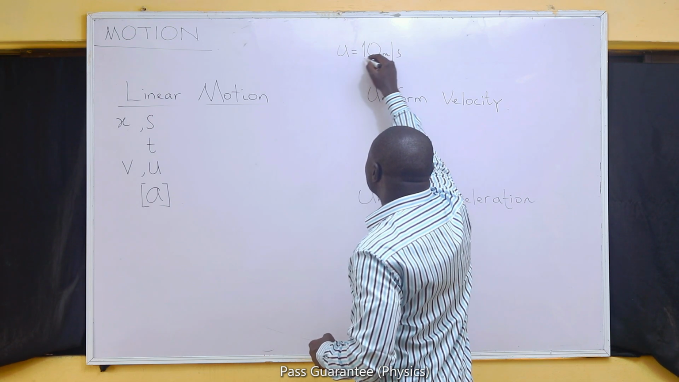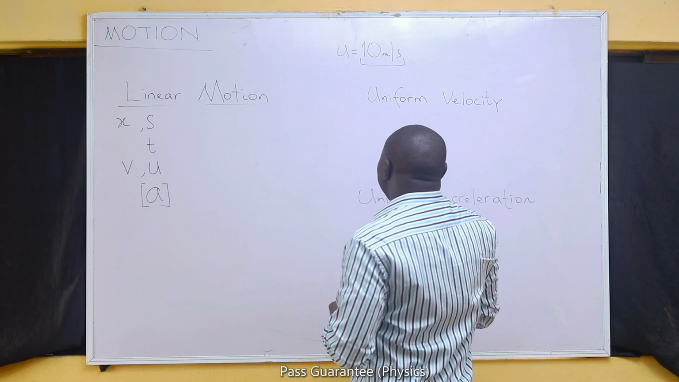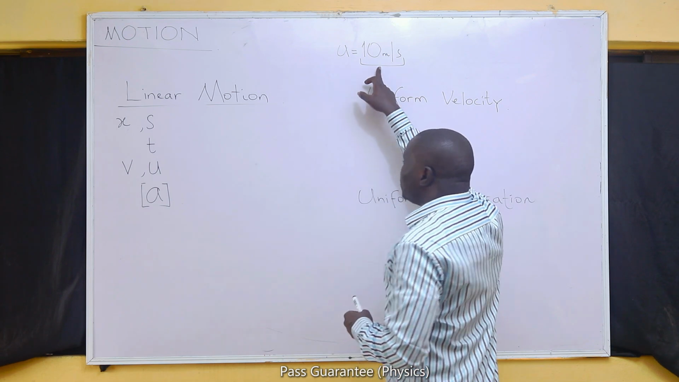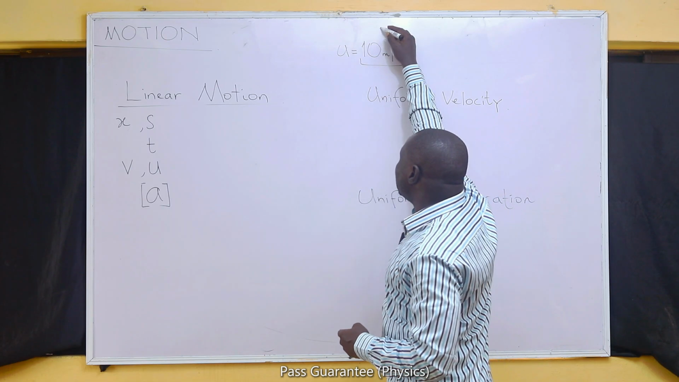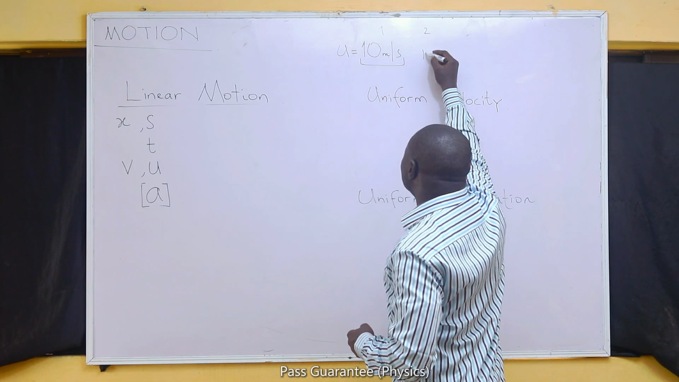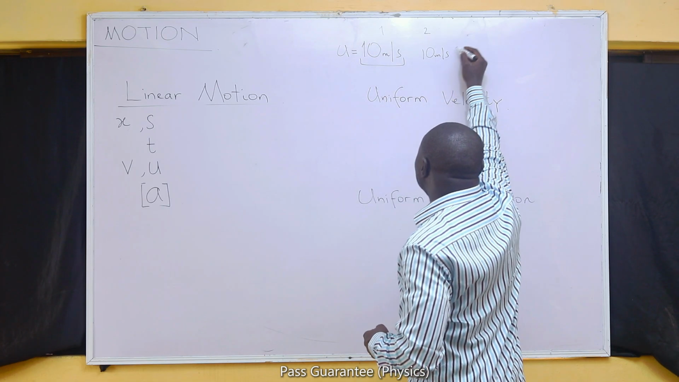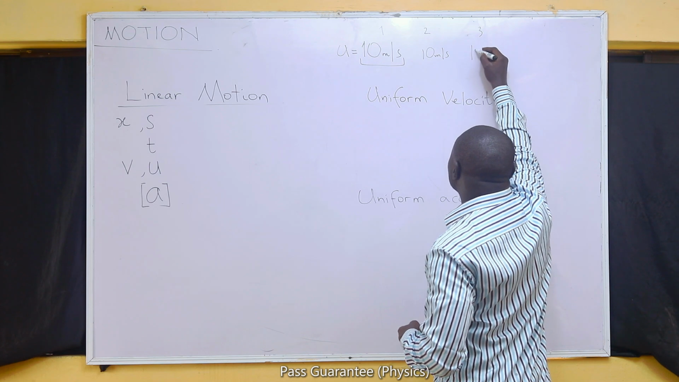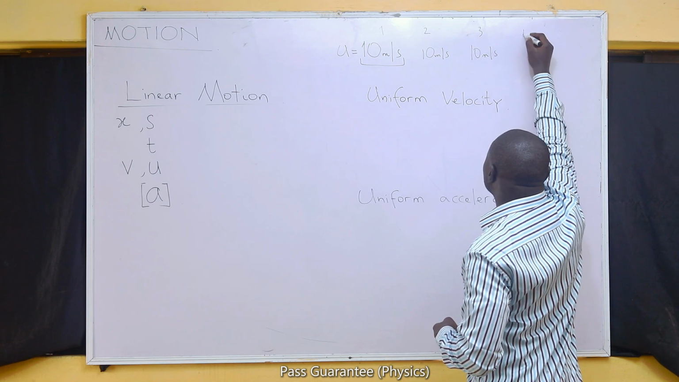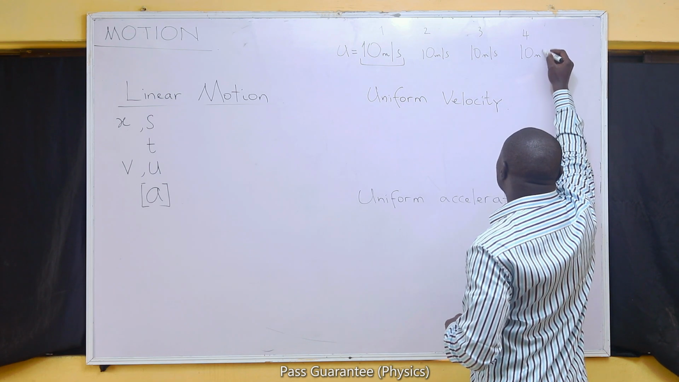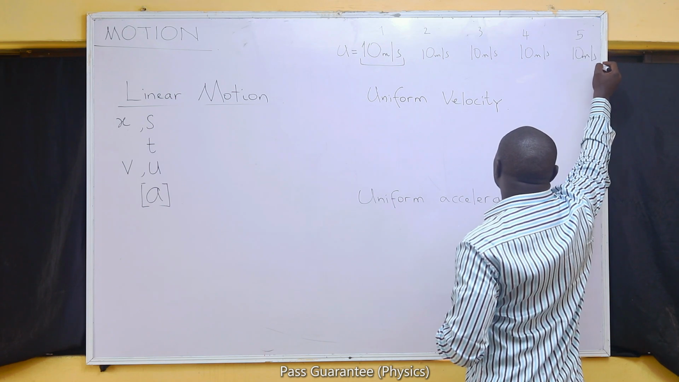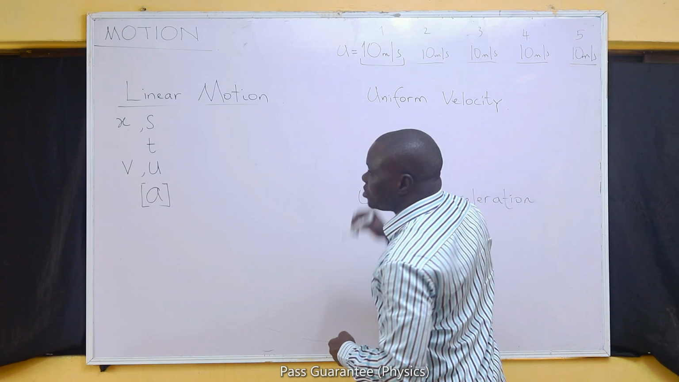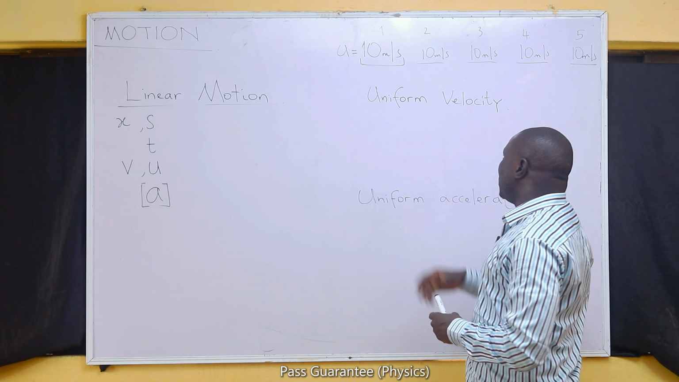per second, such that at any time you track the motion of this object, this is the same velocity that it's going to have. After 1 second, it's having 10 meters per second. After 2 seconds, it's having 10 meters per second. After 3 seconds, it's moving with 10 meters per second. After 4 seconds, it's moving with 10 meters per second. After 5 seconds, it's moving with 10 meters per second. So it is moving with constant velocity at all times. Then we say that the velocity is uniform.